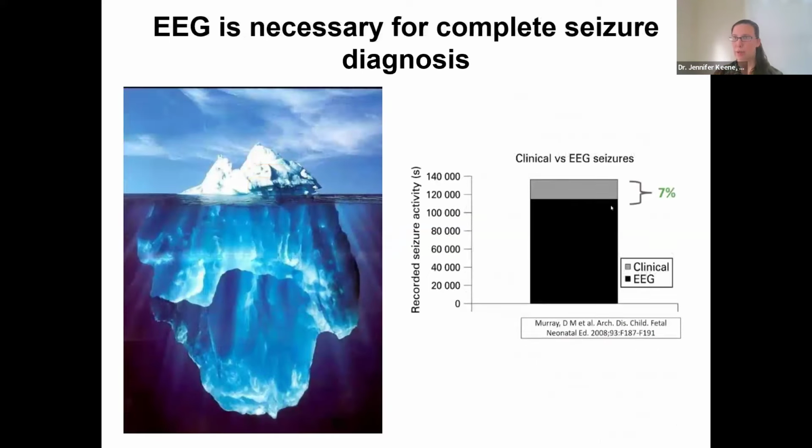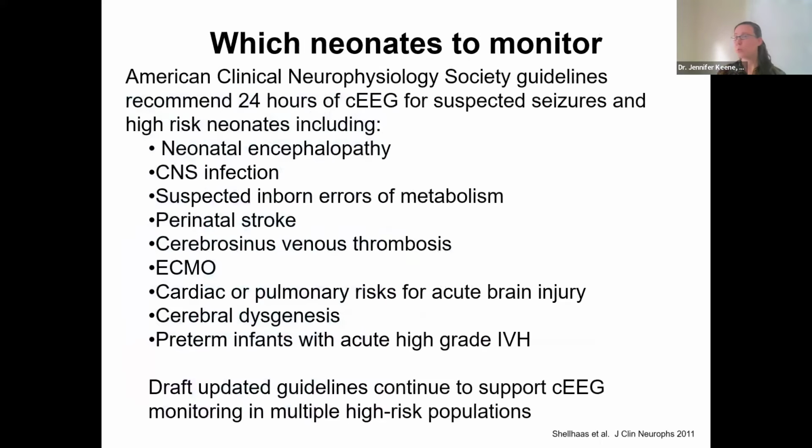On the flip side, pretty much every talk about neonatal seizures is contractually obligated to have a picture of an iceberg, because depending on what study you're looking at, something like 93% of neonatal seizures don't have a clinical correlate. So you really need an EEG to have any idea whether or not a baby is seizing and when they're seizing. So which baby should we be watching? And the answer is all the babies.